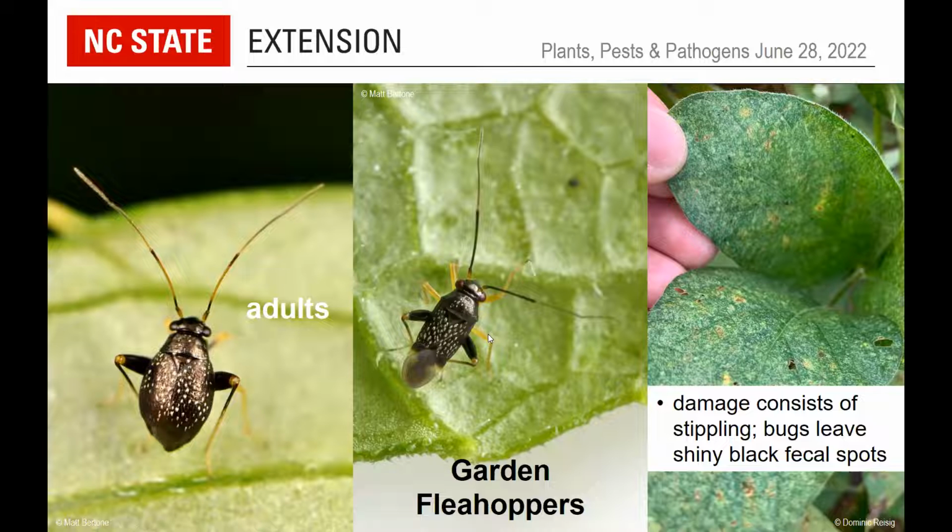Now, the damage is pretty characteristic, because of these little white stippling marks on the plant, which is common to leafhoppers and a couple other sucking pests. But in addition to these white spots, these stipples, they leave these really shiny black fecal specks on there. They're a little tough to see here, but they're these little dark black fecal specks. And they are a little bit 3-dimensional, look like little hardened bits of material on the surface.